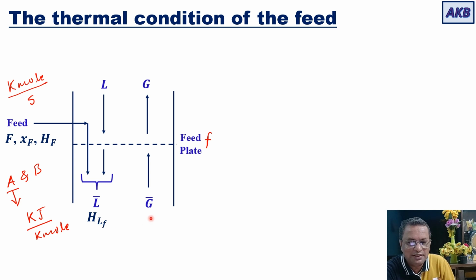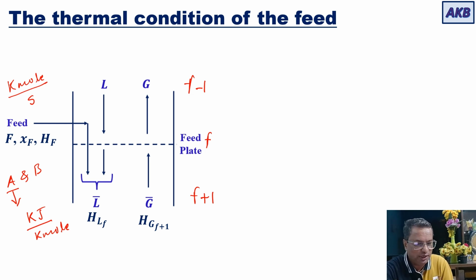With similar understanding, the molar enthalpy of the vapor stream that is rising from the stripping section will be HG F plus 1. Why F plus 1? Because it is coming from a tray that is next to the F tray, and the tray next to the F tray is the F plus 1 tray. Now, the liquid stream that is coming from the rectifying section is actually coming from a plate that comes before the feed plate. Obviously that plate will be the F minus 1 plate.